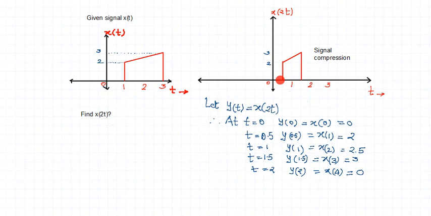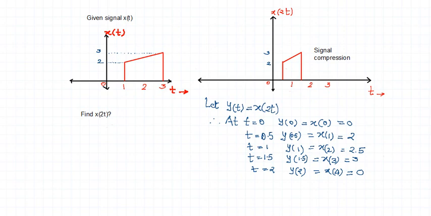What about the magnitudes? The signal was having a magnitude which was going from 2 to 3. Here, when the signal is compressed, the magnitude still is going from 2 to 3. So, no change in the magnitude. What changes is the time, and hence this is called a time scaling operation. The signal is simply scaling with respect to time, and hence it is called a time scaling operation.